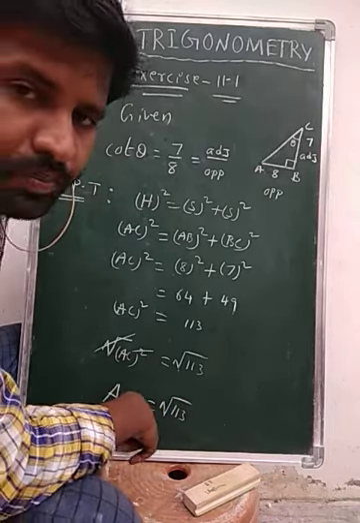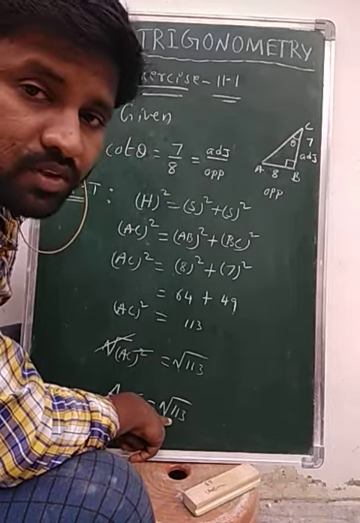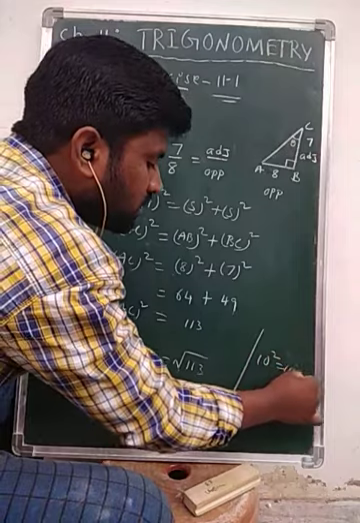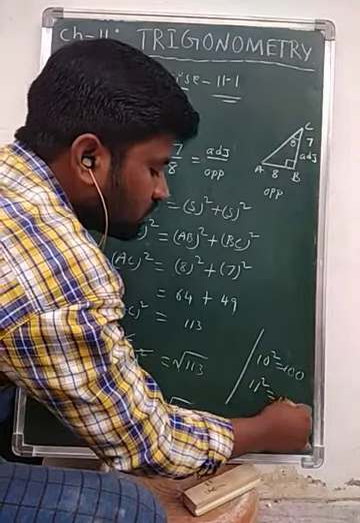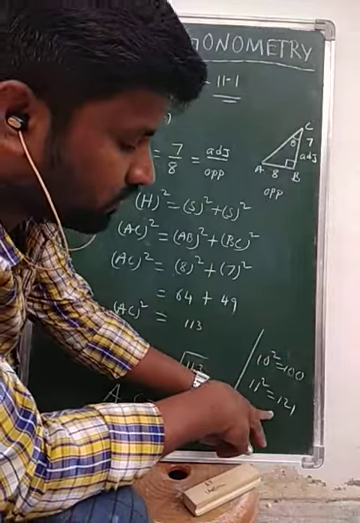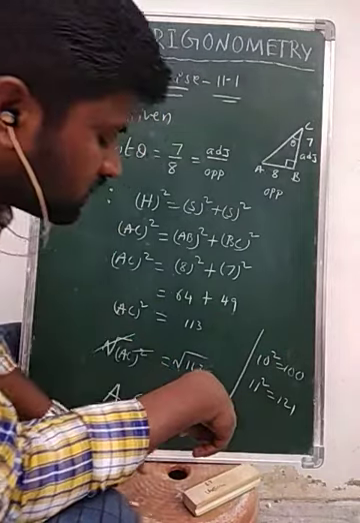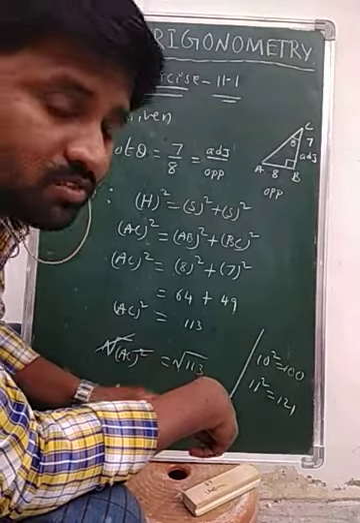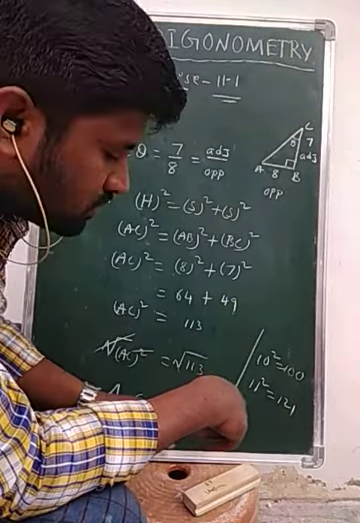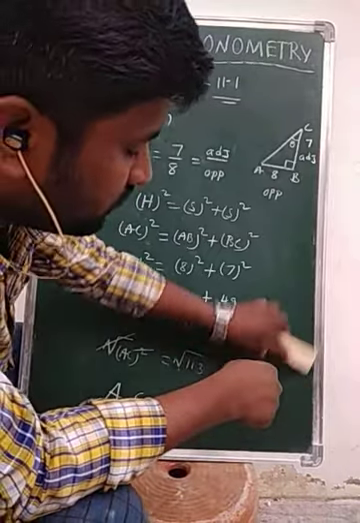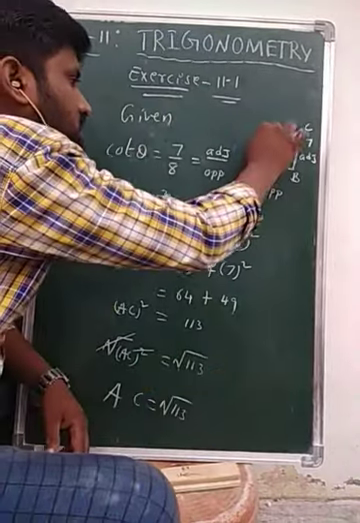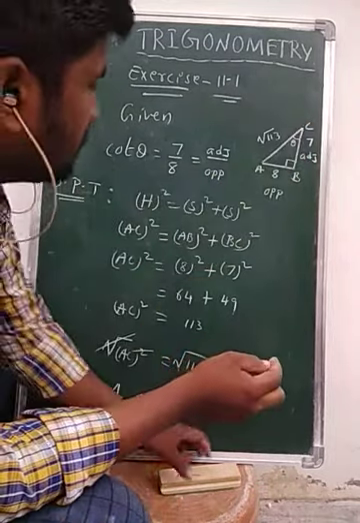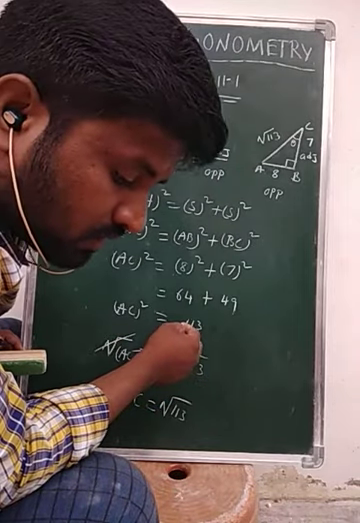Clearly 113 is not a perfect square number, because 10 square is 100 and 11 square is 121. After 100 the next perfect square number is 121, but 113 is in between 100 and 121. That's why it is not a perfect square number. So the length of AC we get is root 113.